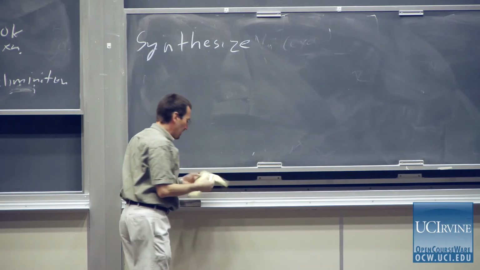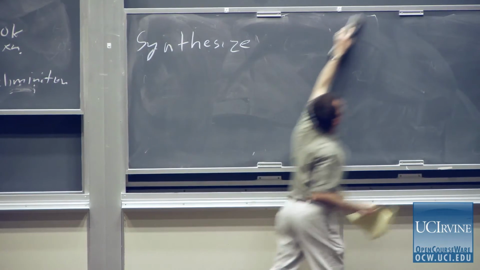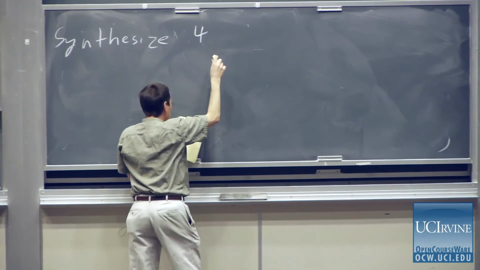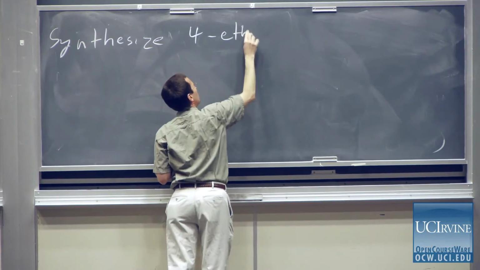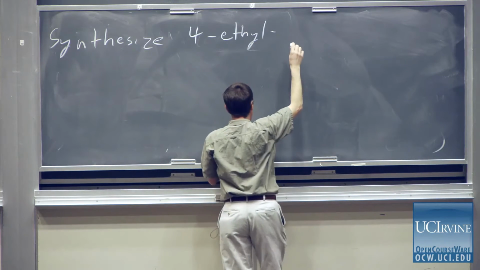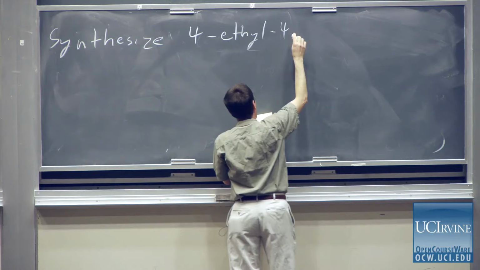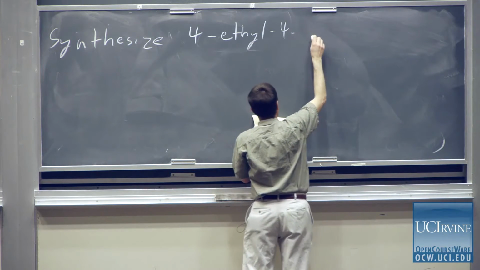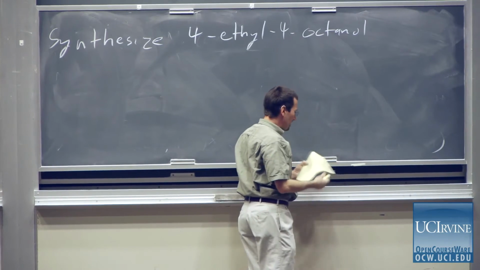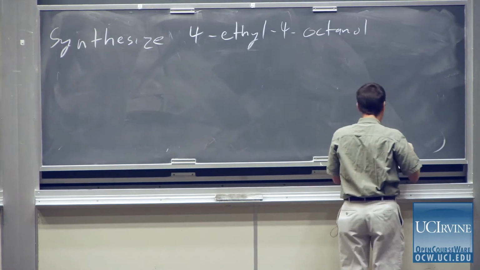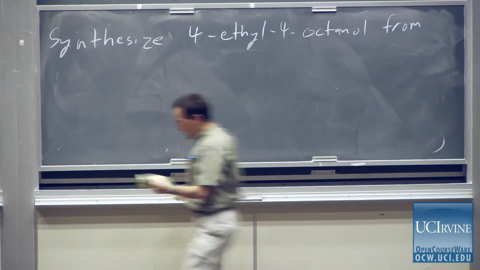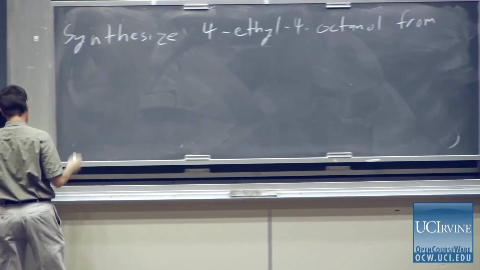So the example I'm going to give us is to synthesize a particular compound. I've chosen it as an example to illustrate a point, but indeed something very much like it could, say, be a useful insect pheromone that you might want to make for a trap for, say, Japanese beetles. So we're going to try to develop a synthesis of 4-ethyl-4-octanol from compounds containing 4 carbon atoms or fewer.